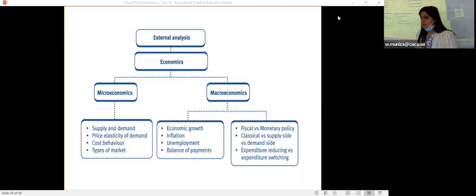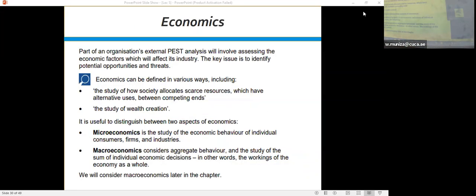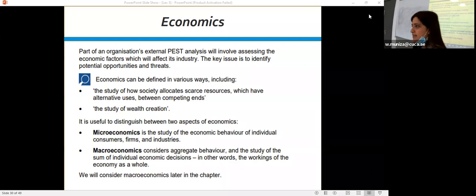This chapter is quite detailed, students. Like the political factors chapter, this chapter is also detailed. So we are going to understand all the concepts one by one. First, we need to understand economics. We do know that economics is a subject. In this subject, there are so many things which are being discussed, but all the issues which are discussed under this subject are related to money. Part of an organization's external PEST analysis, or if we broaden it, we call it PESTLE analysis, will involve assessing the economic factors which will affect its industry. The key issue is to identify potential opportunities and threats.